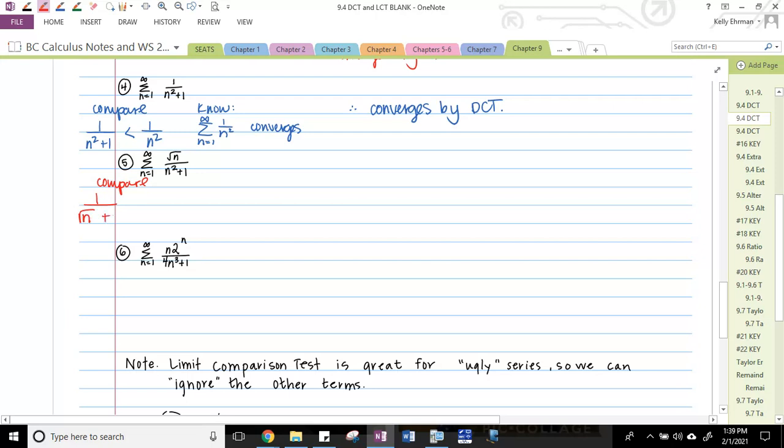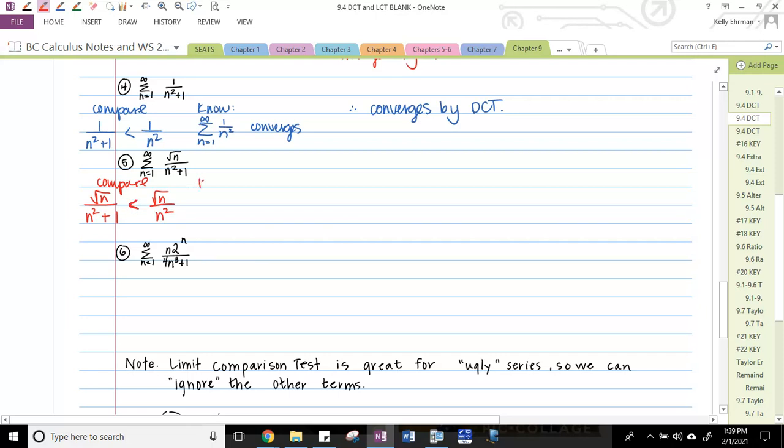1 over square root of n plus, square root of n over n squared plus 1. Let's just compare it to square root of n over n squared. In comparison, I can see that this fraction is a bit smaller.